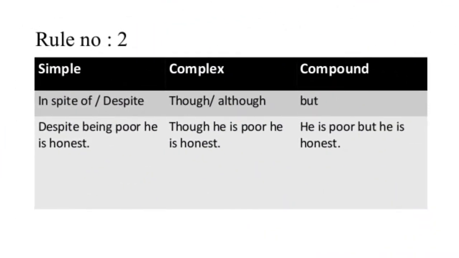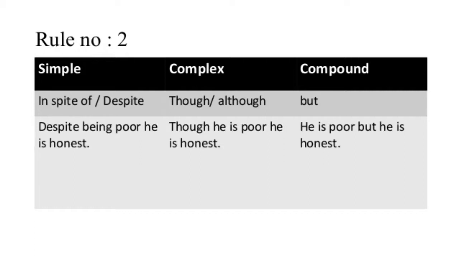In rule 2, the simple sentence starts with in spite of or despite. So see the example. Despite being poor, he is honest. So in simple sentence, if there is in spite of or despite, in compound sentence we have to use the coordinating conjunction but, children, and in complex sentence we have to use although or though. So see the example here. For complex, though he is poor, he is honest. In compound, he is poor but he is honest.